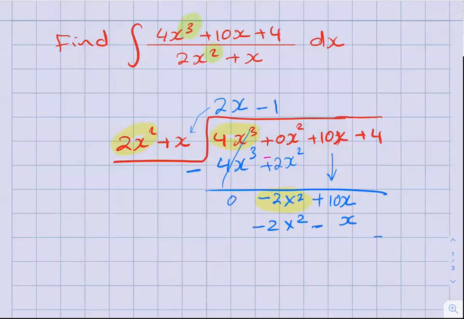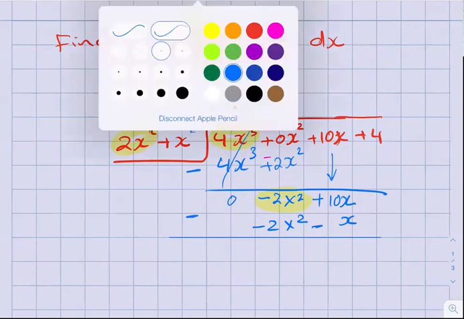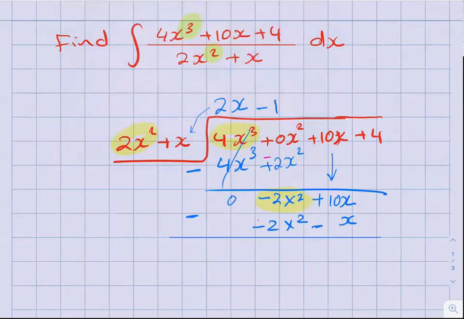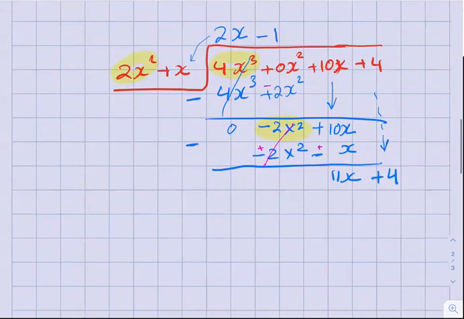Am I too fast? And then we subtract. When we subtract, this is going to change the signs because we are subtracting. So this will be 0 basically, and this 10x plus x is going to be 11x. So this is 11x, and then I will put the 4 down here. So this is a plus 4. Okay, 11x, now the 11x is the leading.